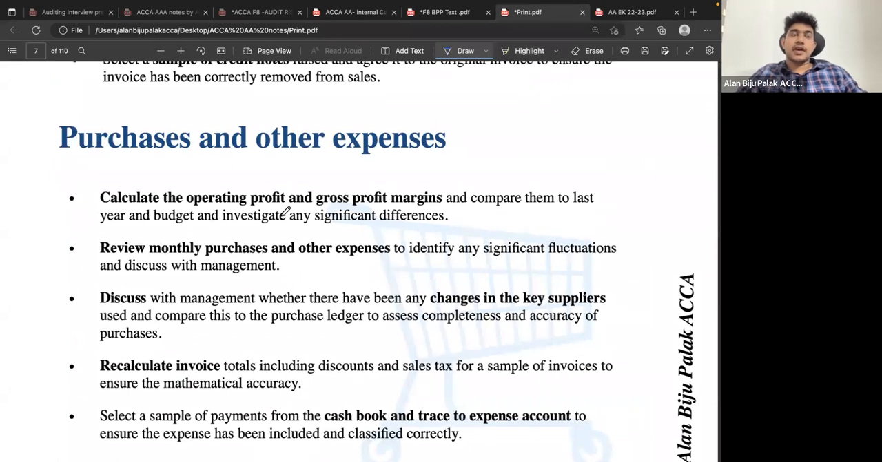Purchase and other expenses, where confusion is created under the purchase and other expense and which amount. Sometimes the examiner asks for purchase of products, maybe raw materials for the company. So what does it mean? Which is the other accounting area that will be affected by the purchase of a raw material?